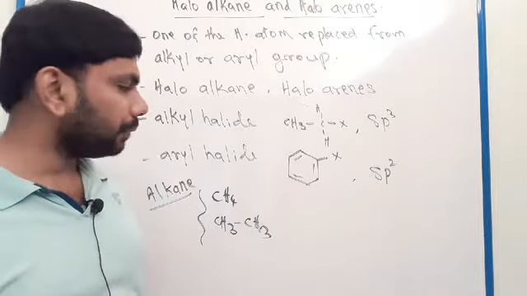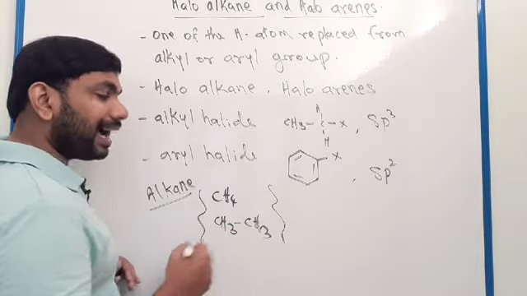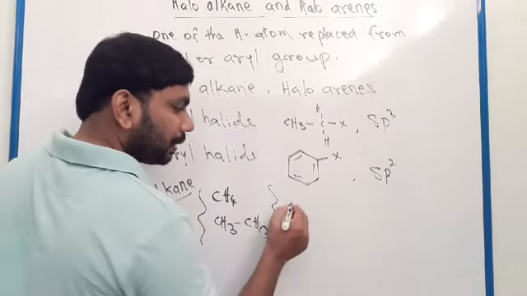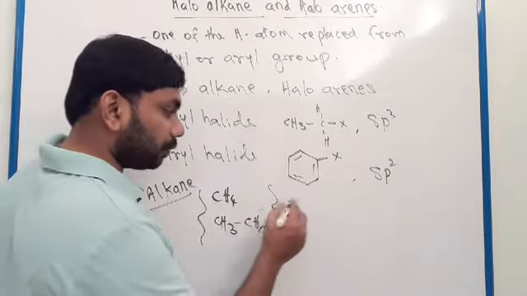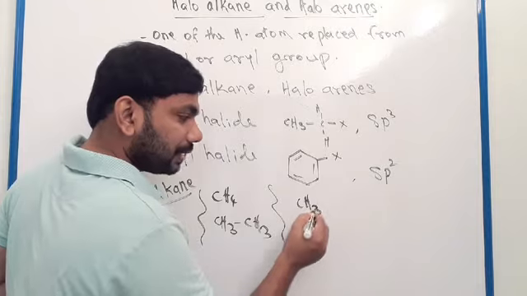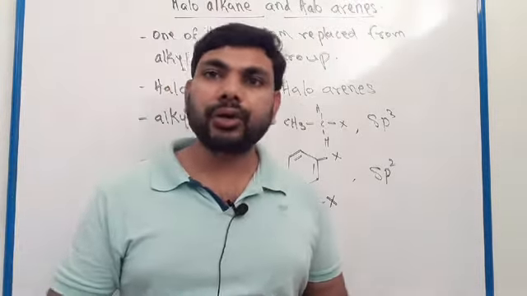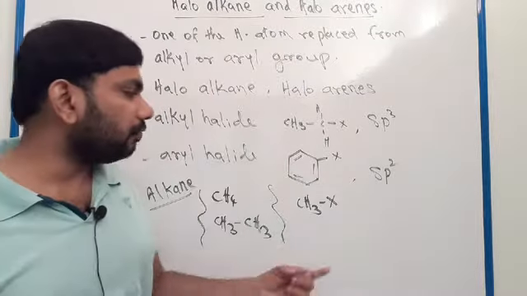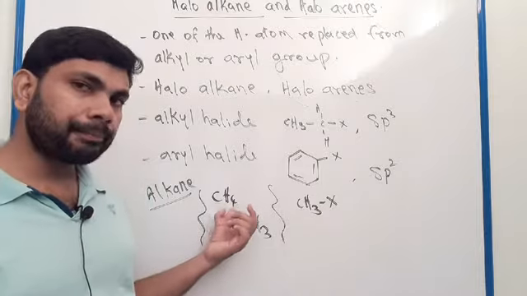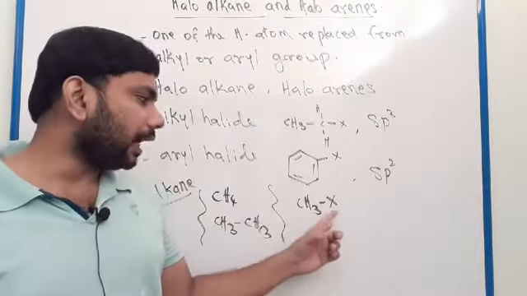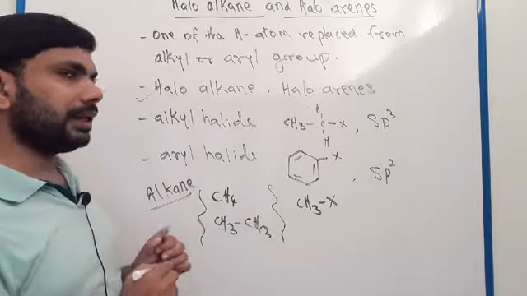And here one hydrogen is replaced by halogen. For example, in CH4, one hydrogen is replaced by halogen. Here halogens, we know fluorine, chlorine, bromine, iodine, these are halogens. Generally we represent halogen as X. Here in CH4, one hydrogen replaced by halogen. This is haloalkane.